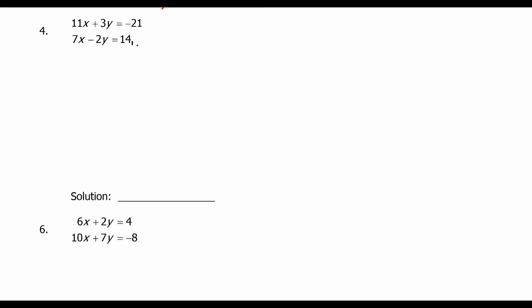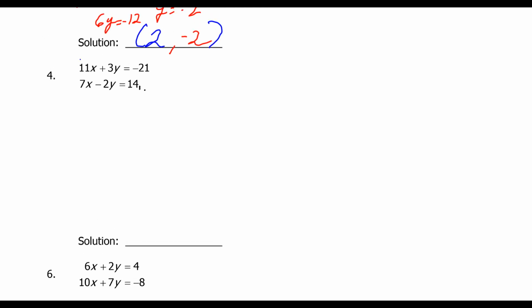What I see is on the top, I could multiply the top by 2 and multiply the bottom by 3. Okay? And whenever I do that, I'm going to have 22x plus 6y equals negative 42. And then I'm going to have 21x minus 6y equals positive 42.